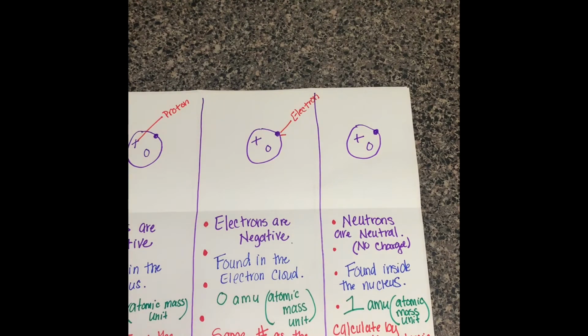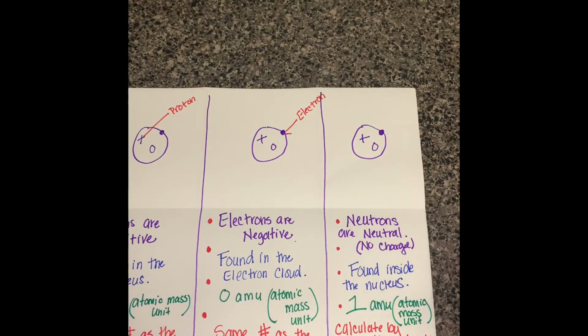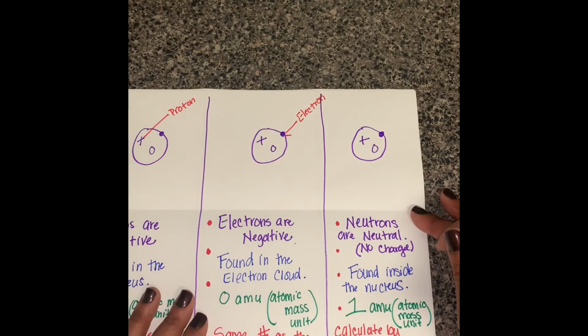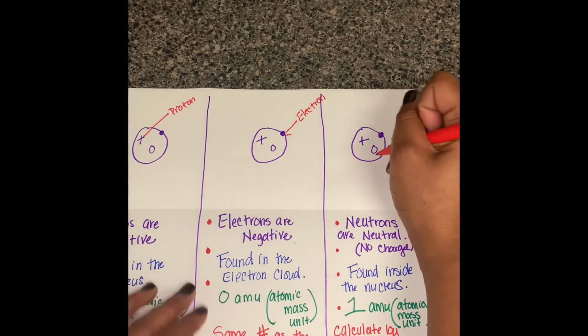Now, we have to label our neutron. And using our notations, these 4 key points, if neutrons have no charge, but they are also found in the nucleus, that's our key that this is our neutron.